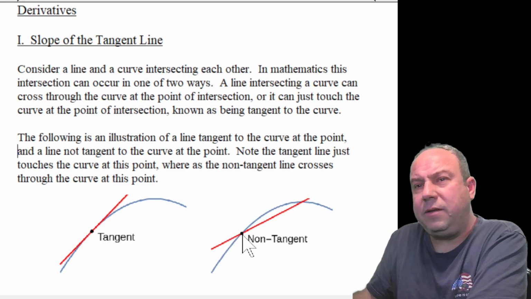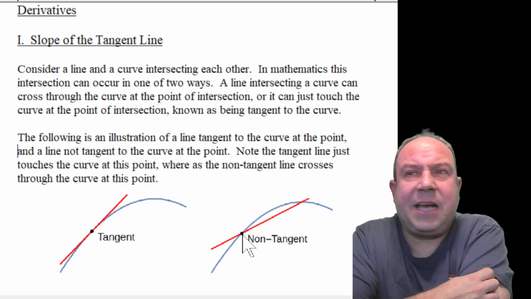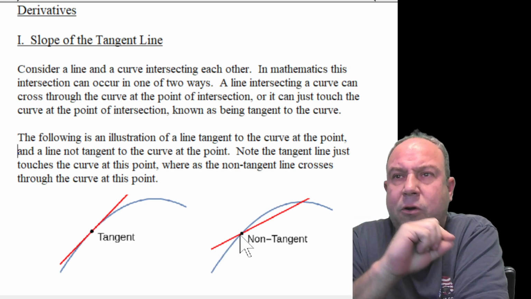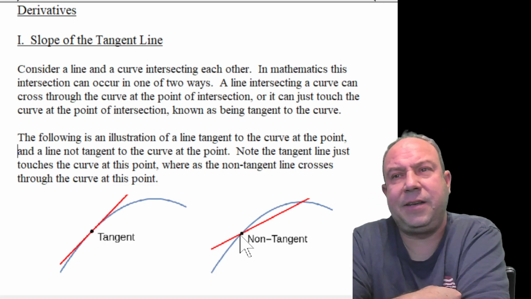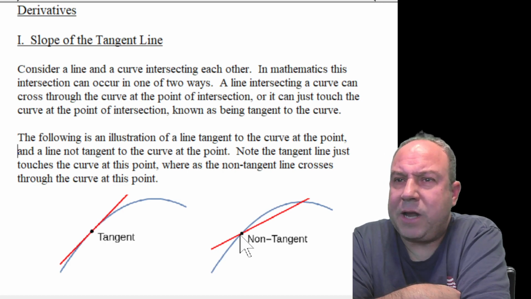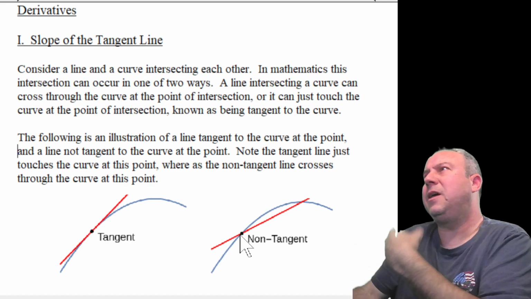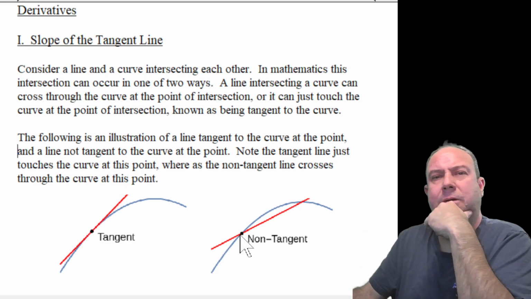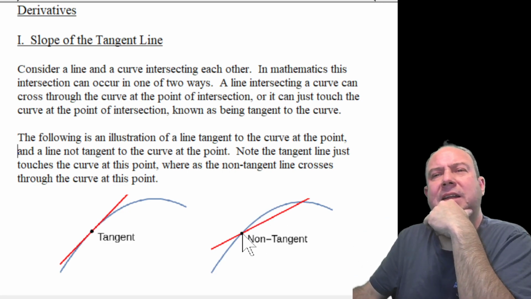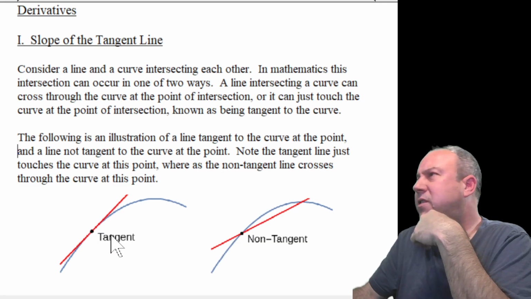At this point of intersection, we actually see the line pass through the curve. It crosses over the curve, moving from one side of the curve to the other. In an XY coordinate space, it crosses from being greater than the curve to being less than the curve at that point. That is a description of non-tangent behavior, versus here, where we see tangent behavior.